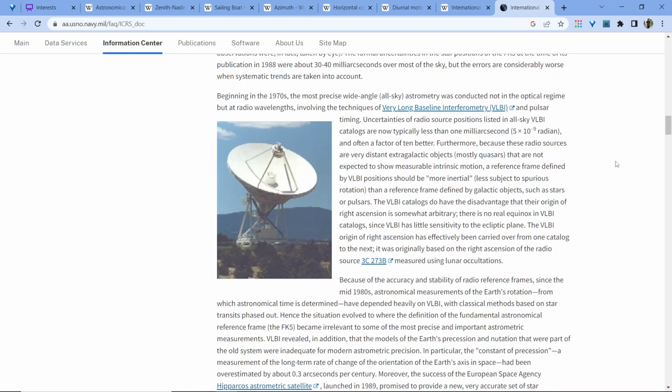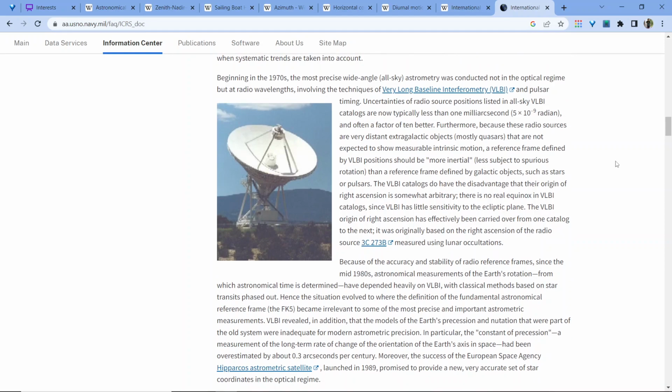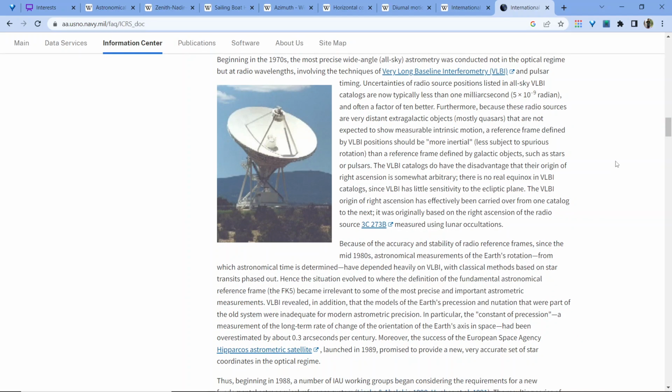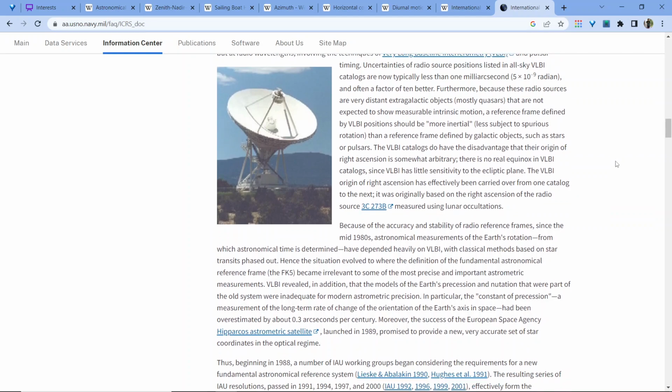Uncertainties of radio source positions listed in all-sky VLBI catalogs are not typically less than 1 milliarcsecond and often a factor of 10 better. Furthermore, because these radio sources are very distant extragalactic objects, mostly quasars, they're not expected to show measurable intrinsic motion. A reference frame defined by VLBI positions should be more inertial, less subject to spurious rotation, than a reference frame defined by galactic objects such as stars or pulsars. The VLBI catalogs do have the disadvantage that their origin of right ascension is somewhat arbitrary.